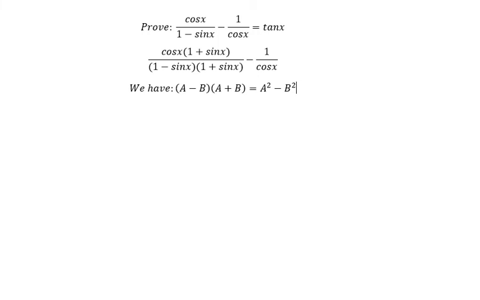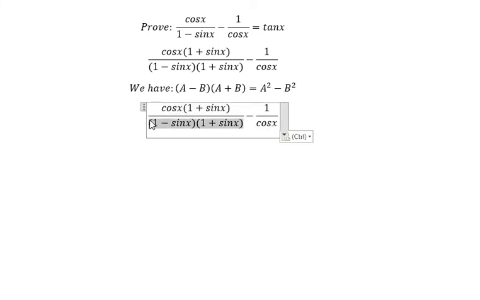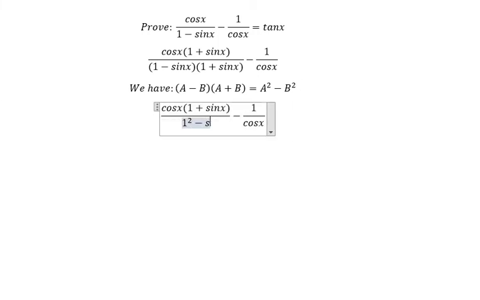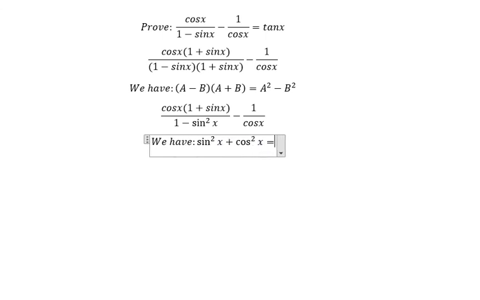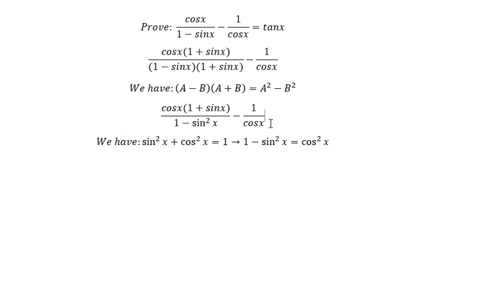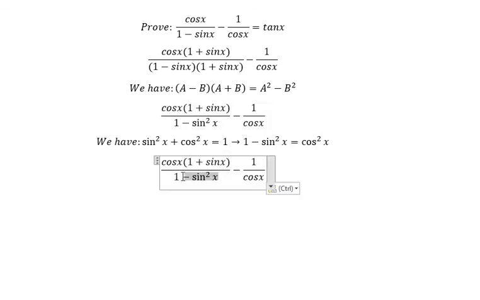So we will get 1 square minus sine x square, because this is 1 square equals to number 1. Next, we have sine x square plus cosine x square equal to number 1. So we get 1 minus sine x square equal to cosine x square. So we put this one in here.